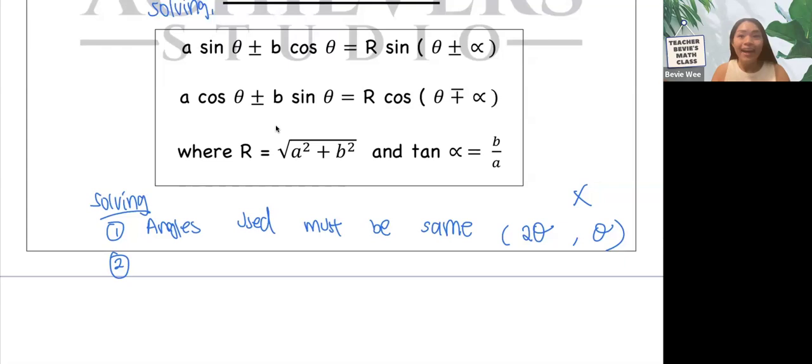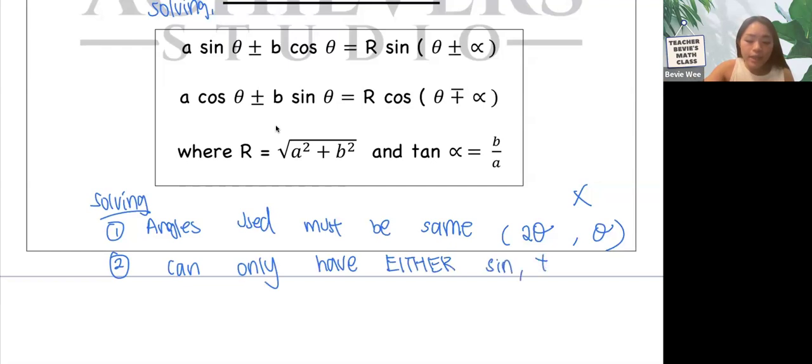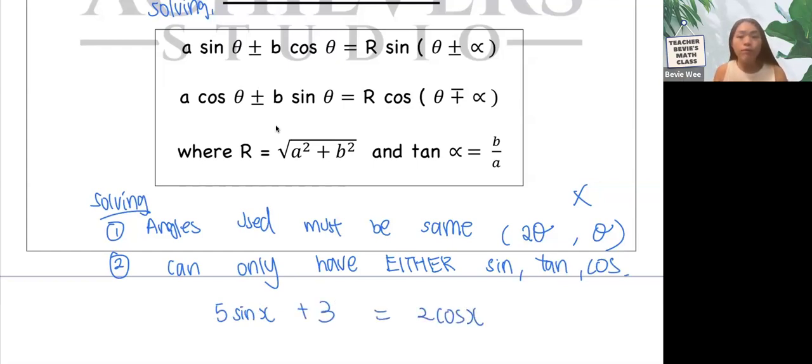Zachary? I can only have either sine, tangent, or cosine before you start to solve. Why? If I give you 5 sine x plus 3 equals to 2 cos x, how to solve? Do we do it in terms of sine or do we do it in terms of cos? I don't know. This one can't be done.